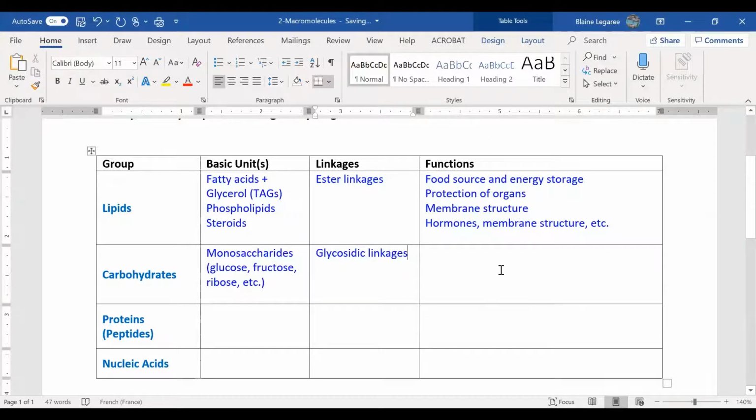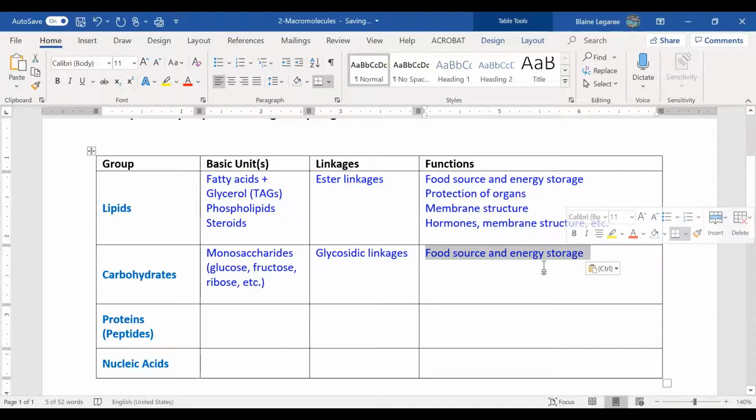And what's the function of carbohydrates? Well, same number one as our fats: food source. We eat lots of carbohydrates. We eat vegetables and fruit. They have lots of starch in them. And also energy storage. We store a little bit of energy in our muscles and a little bit of energy in our liver in the form of glycogen.